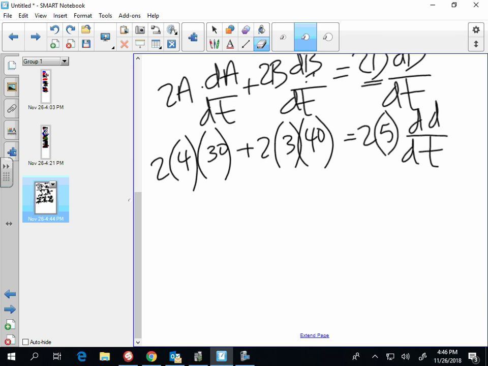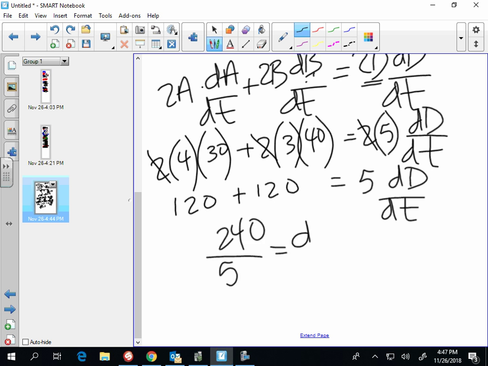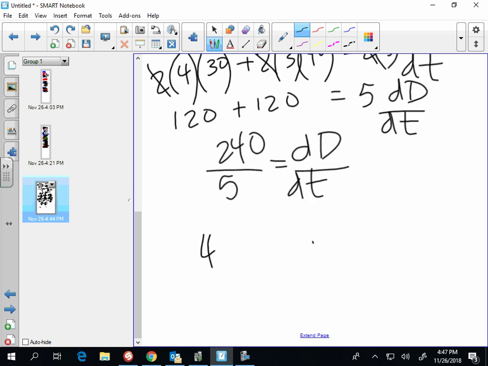And let me change that to big D. Not for any other reason than it's better, because it's what I wrote before. All right, so what do we have here? I want to get rid of these 2's. So I'm going to have 120 plus 120 equals 5 dD/dt. So 240 over 5 equals dD/dt. 5 goes into 24 4 times, 8. And these units are miles per hour.